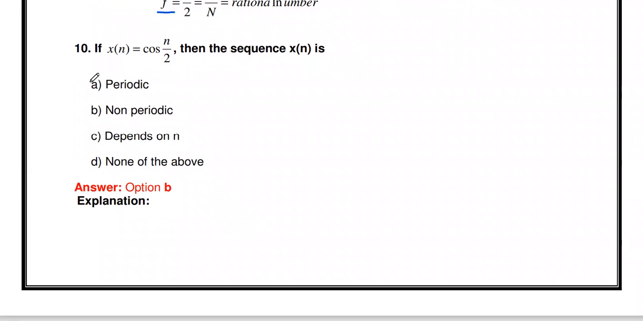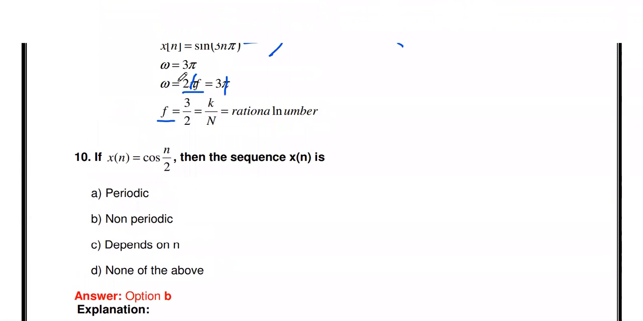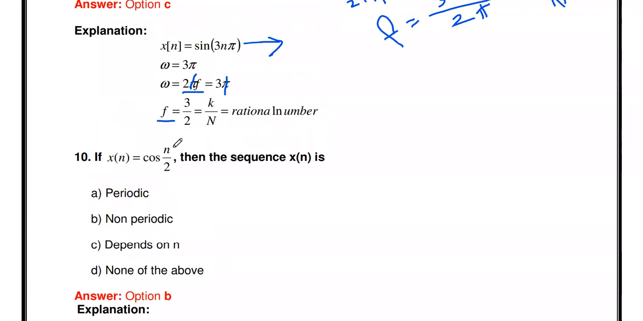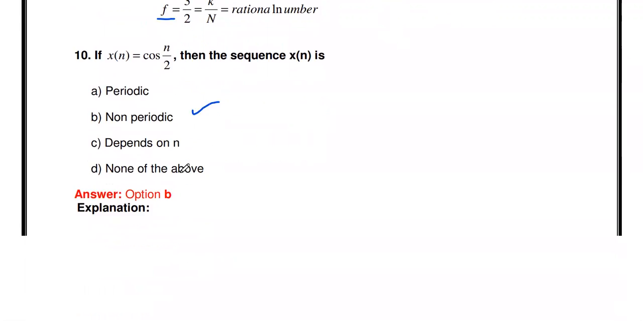Okay, so next one. If x of n equal to cos n by 2, then the sequence x of n is periodic, non-periodic, depends on n, or none of the above. So which one? So here you see cos n by 2. Here n pi is not there. Pi is not at all available. So that's why the sequence may be non-periodic. Non-periodic only.